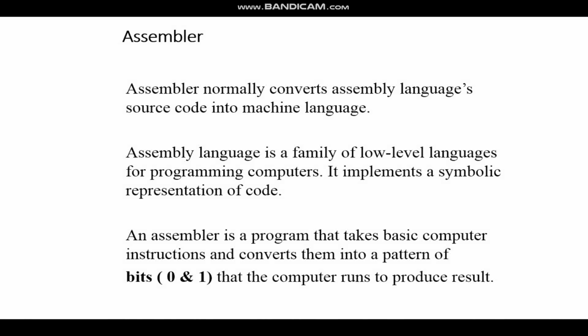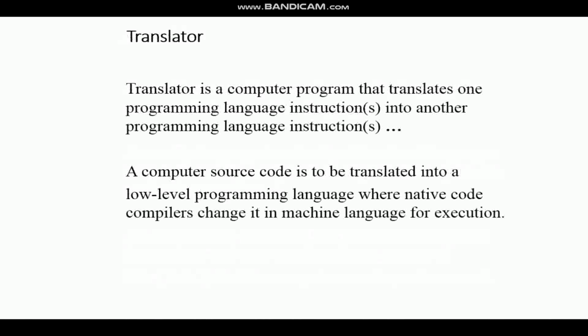A translator is a computer program that translates one programming language's instructions into another program. For example, you have made a program in Java and you want to use that program in C++. The translator does all that work. For example, a source code is translated into a low-level programming language where native code compiles it into machine language for execution. So these four were the models of execution.